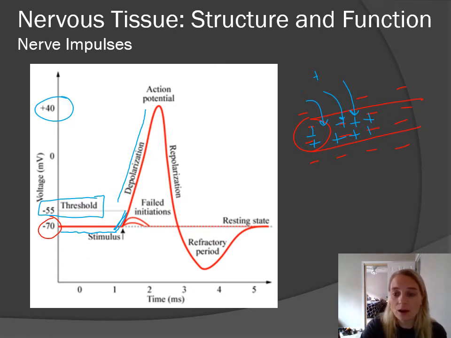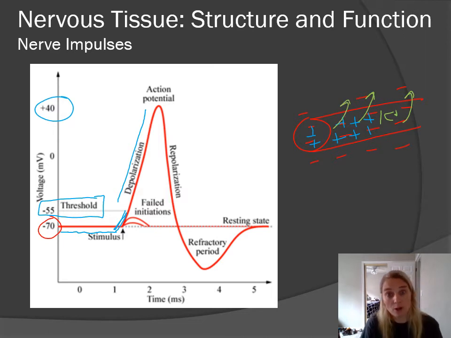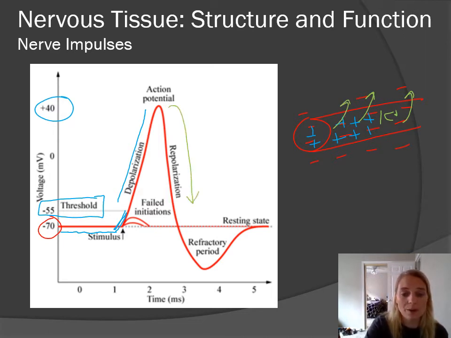So then our sodium is done rushing in, and now we're going to get our potassium. Remember, potassium likes to rush out, kind of following behind this action potential. So now take a look at what happens when all of that potassium rushes out. We go back to being negative on the inside, right? So I'm now going to erase all my positives because we're no longer positive. We are back to being negative on the inside and positive on the outside.